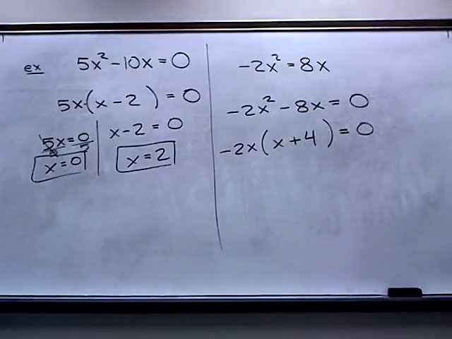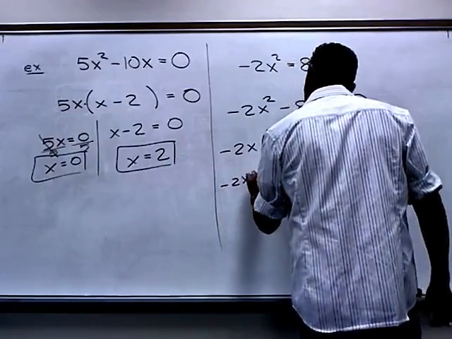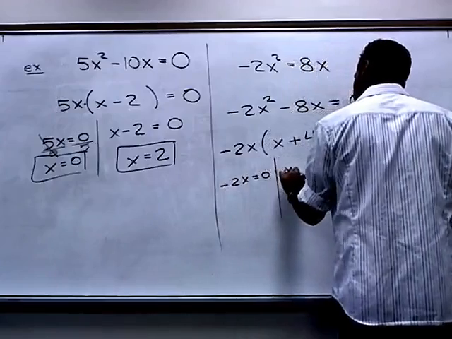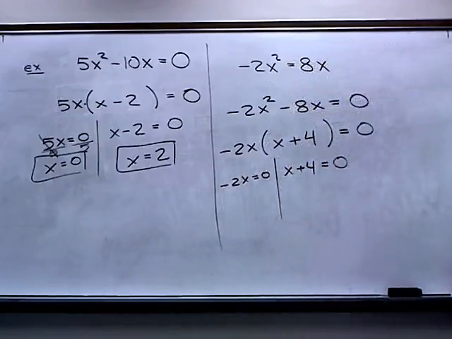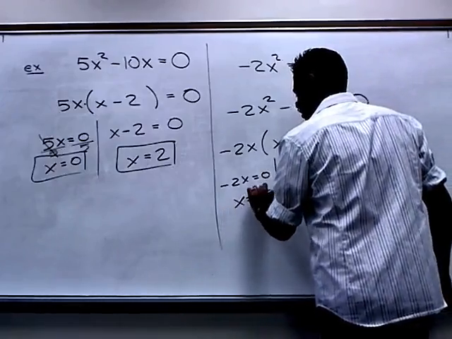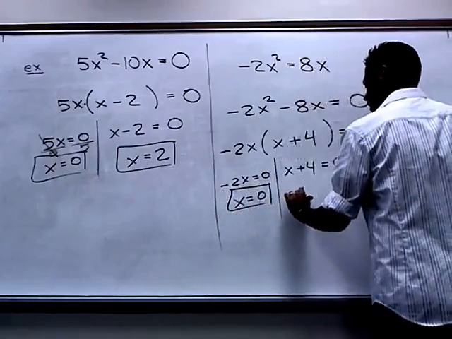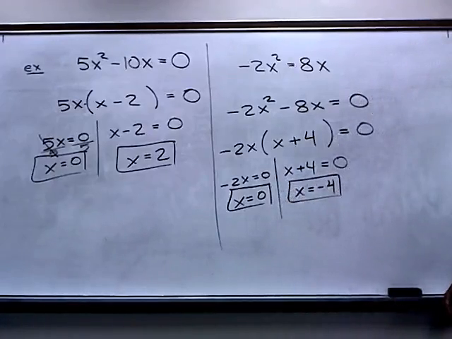And then set those both to 0. As soon as you've got them pulled apart and factored, you can set both factors to 0. So you get what? This first one, x is what? 0, and then this one is negative 4. Does this make sense?